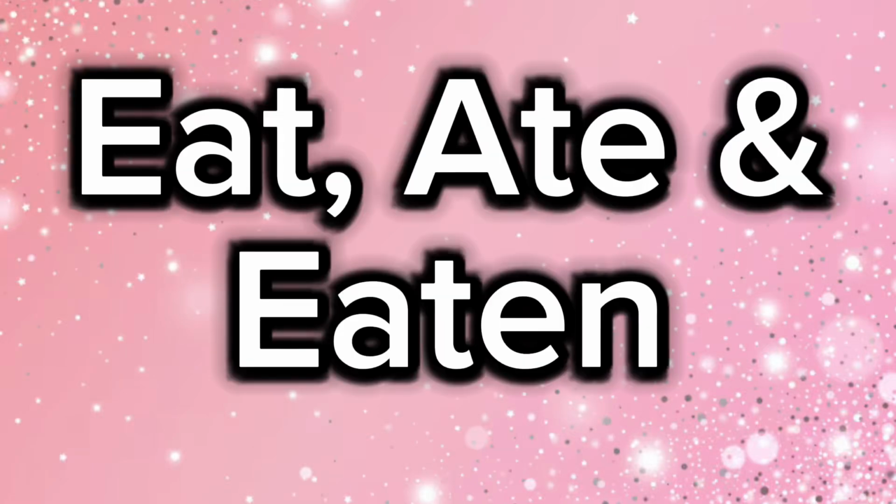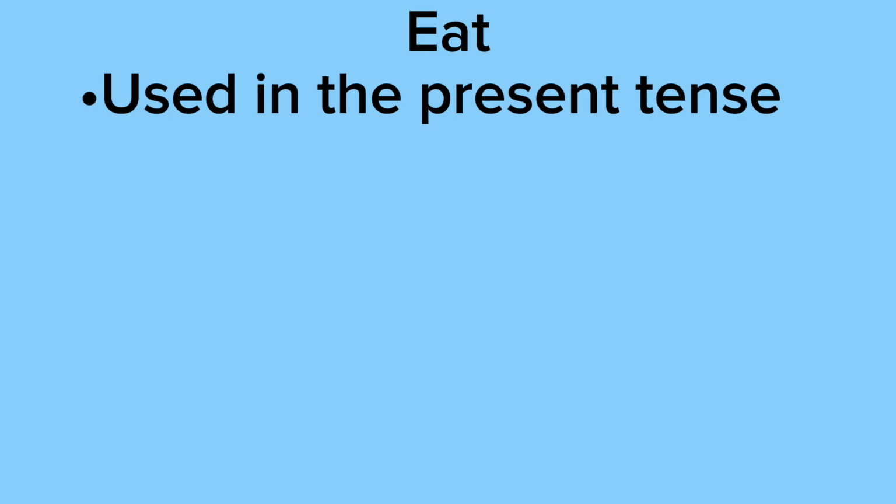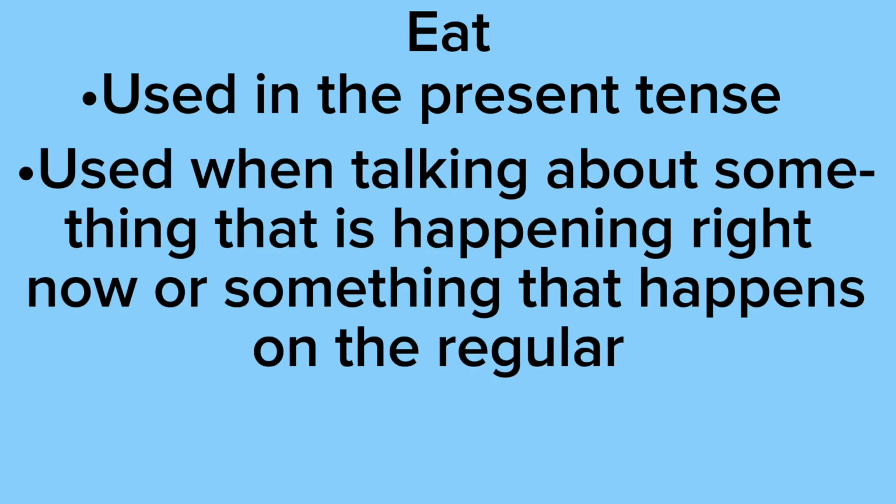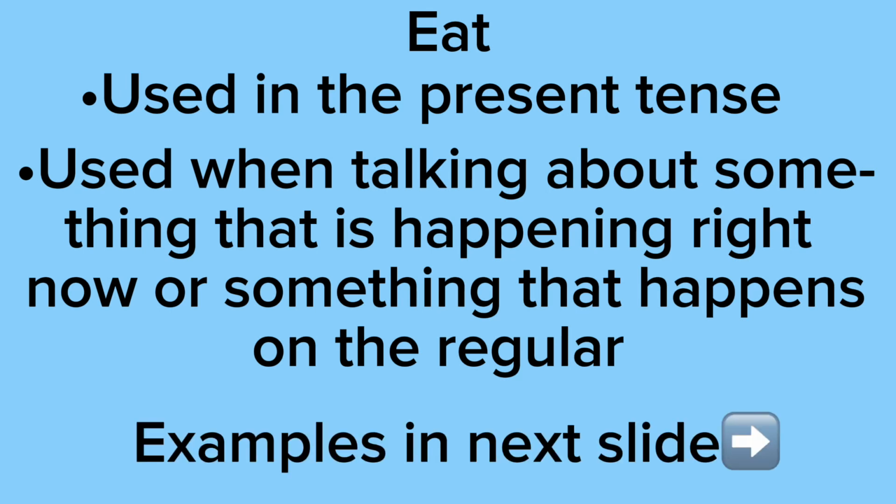In this video, you'll be learning about the difference between eat, ate, and eaten. So we're going to start with eat. Eat is used in the present tense. Eat is used when talking about something that is happening right now or something that happens on the regular. And there will be examples in the next slide.